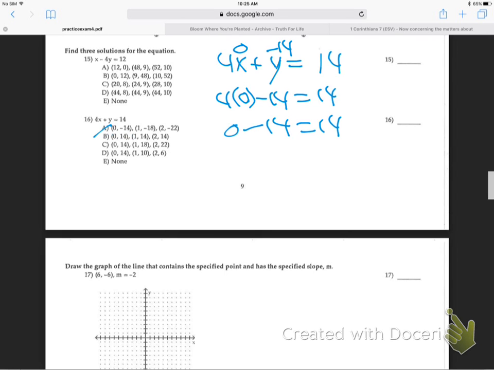So I'll go to B now. Let's try B. What is option B? 4x plus y is 14. Put in 0, 14.